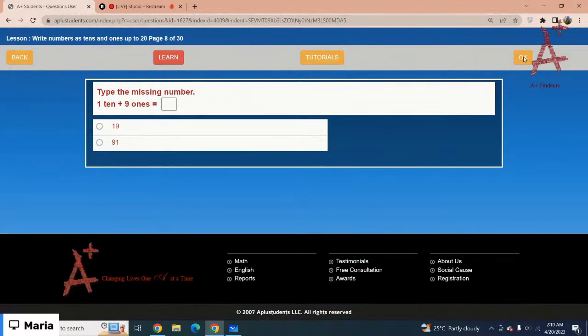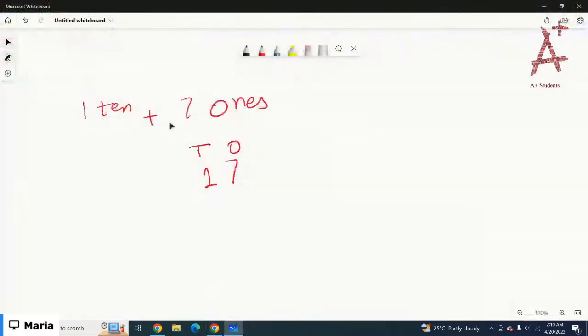Okay, the next one is 1 ten and 9 ones. So which is the correct option? The digit at the ones position is 9. Got it? 1 ten and 9 ones. So together they make 19. So the number is 19.